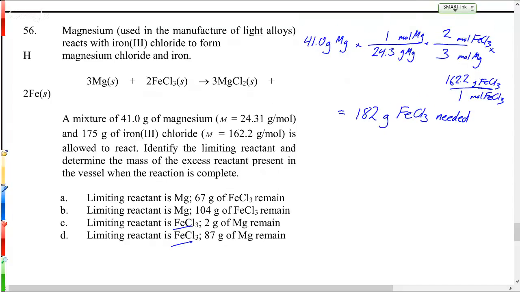Now there's an easy way to answer this, but let's go through and calculate it anyway, because not every question is going to have this. Since iron chloride is limiting, we have to do the calculation based on that instead. So we do the same calculation, but starting with iron chloride and going to magnesium instead.